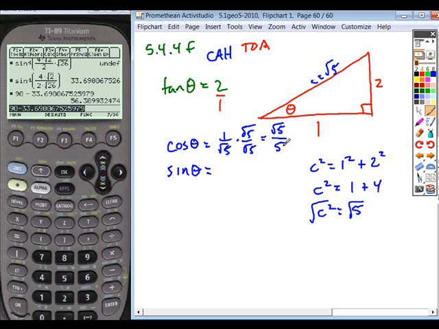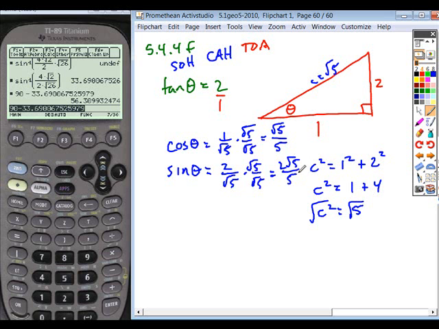And then the sine would be the same way. Sine is opposite over hypotenuse, so we set up the ratio 2 over root 5, rationalize, and we get 2 root 5 in the numerator, 5 in the denominator for that.